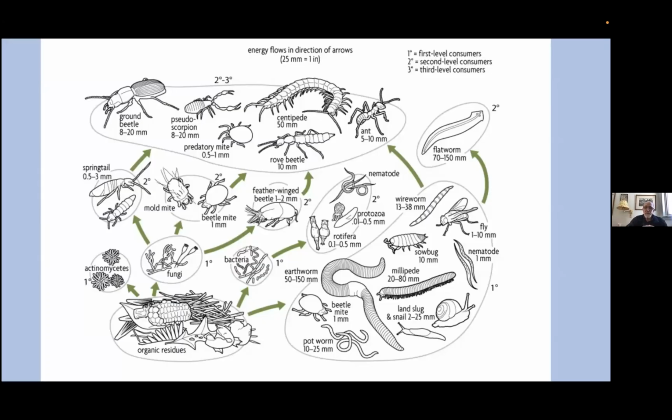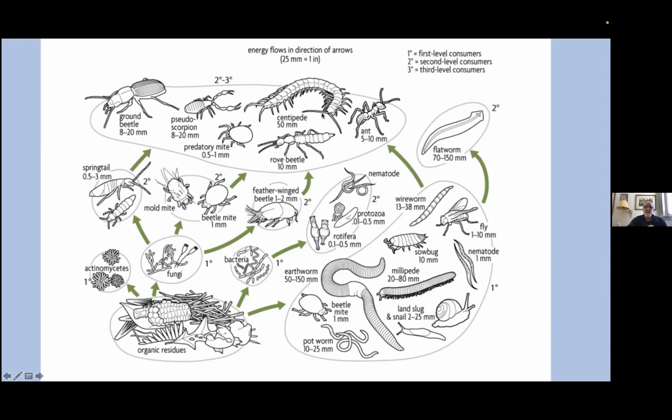So we have this huge food web in the soil. Again, it's this diagram from Building Soils for Better Crops. And I won't go through it all, but it starts on the lower right with plant residues. And you've got your primary consumers. And then you've got the guys that eat the primary consumers. So they're the secondary consumers.